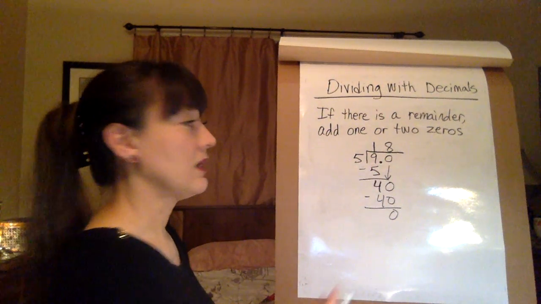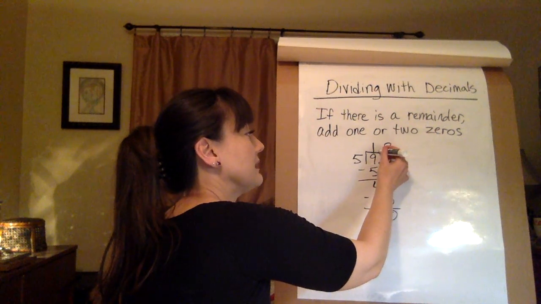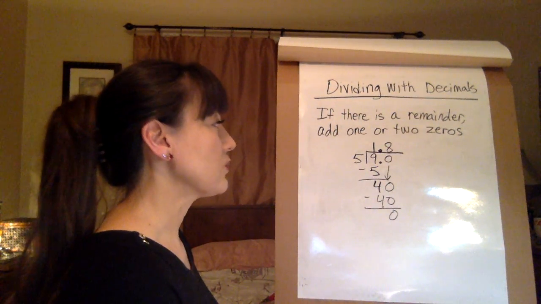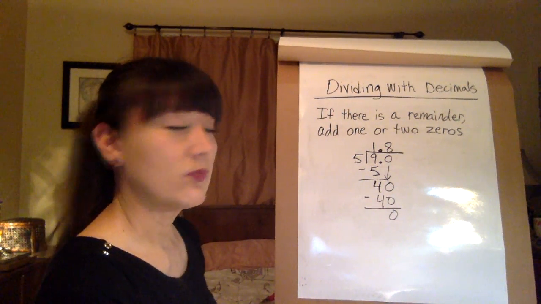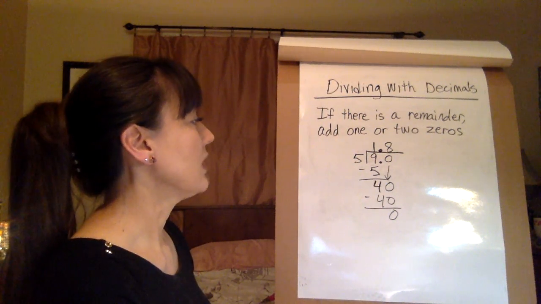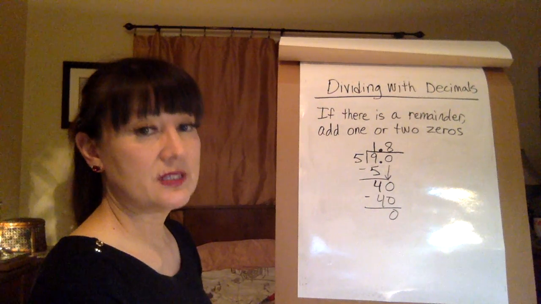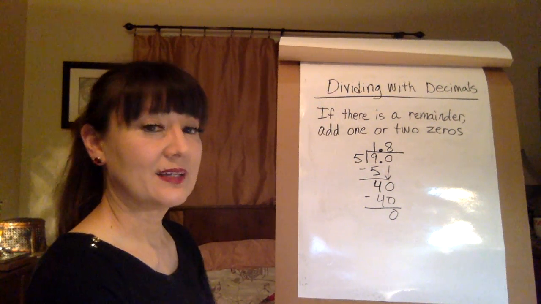Now we go ahead and bring that decimal up and straight up into the answer. And so my answer is 1 8/10, or 1.8. And so this is how we turn a division problem into a decimal problem. And I'll be right back.